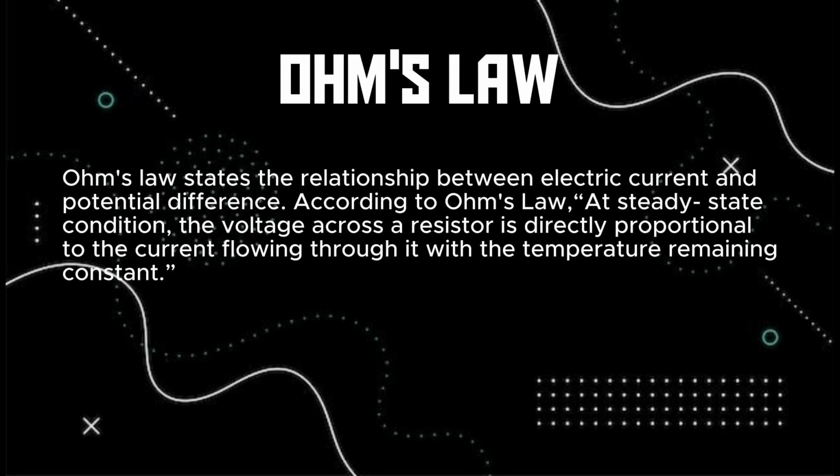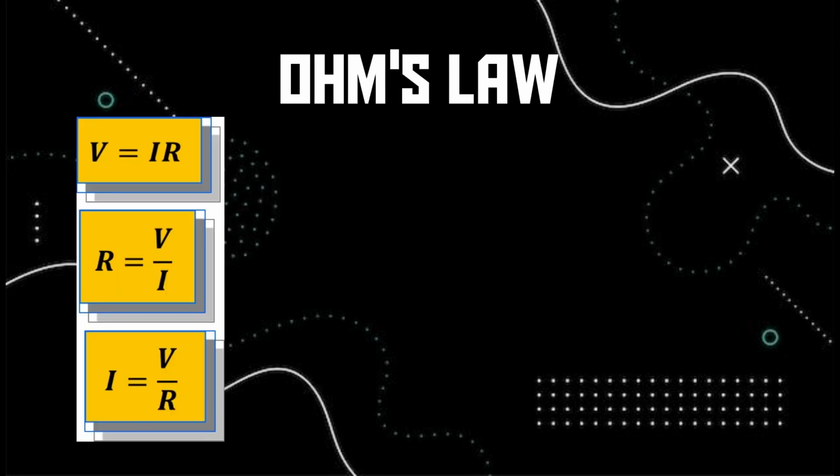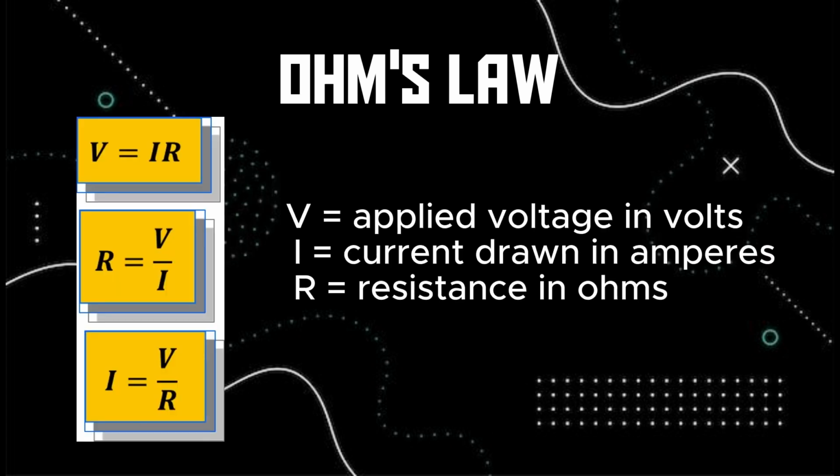George Simon Ohm, a German physicist, was the first to verify Ohm's law experimentally. And here are the formulas for Ohm's law, where V is equal to applied voltage in volts, I is equal to the current drawn in amperes, R is equal to the resistance in ohms.